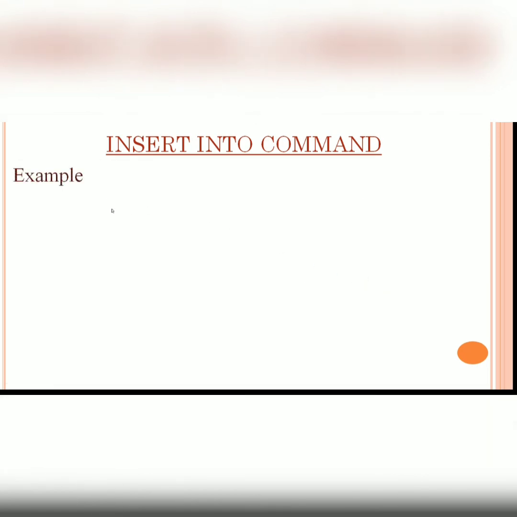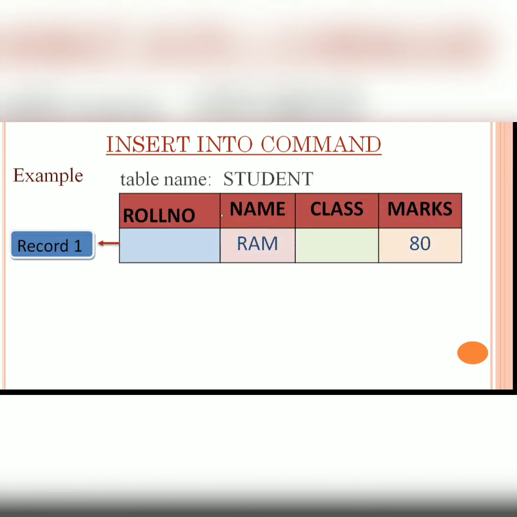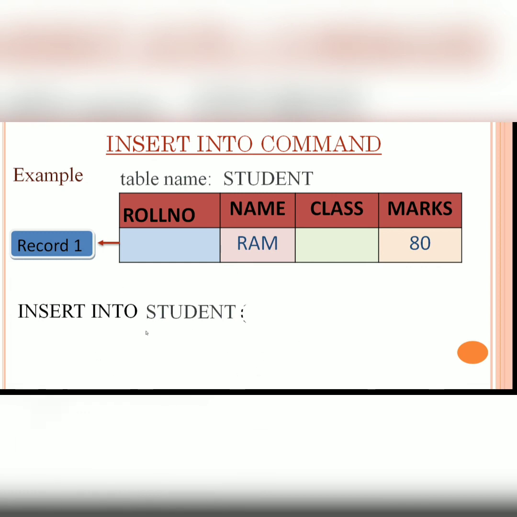Let's see the example to make it more clear. Suppose we have a table student. In this table we want to store values in a name field and marks field. So for this we will execute the following command. First we will write the insert into command name. Then we will use the table name, that is student. After that opening bracket will be used, and in this bracket we will write the field names in which we want to store the values. After that closing bracket will be used, then values keyword will be used. After that again opening bracket will be used, and in this bracket we will write the values which we want to store in a particular field.